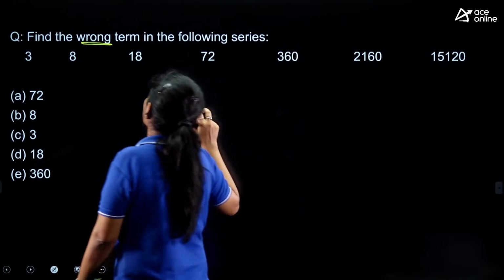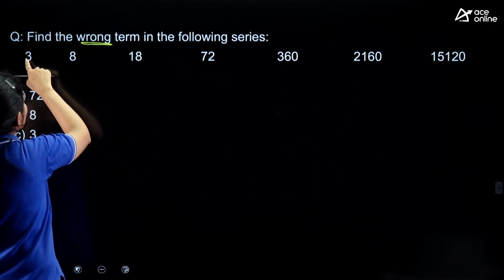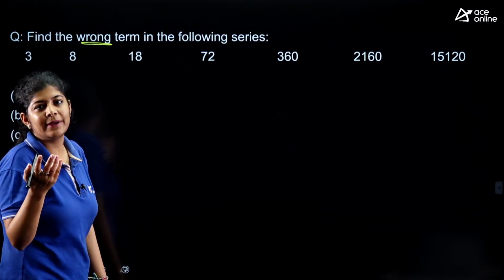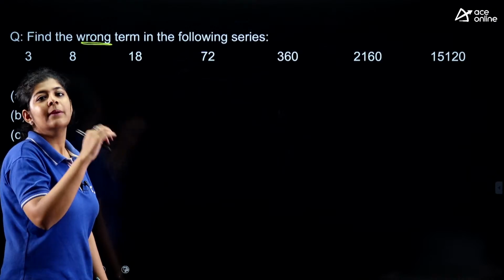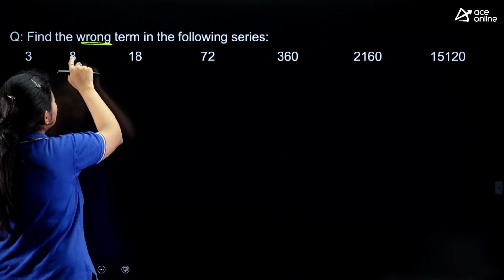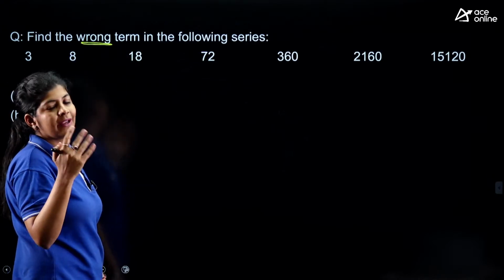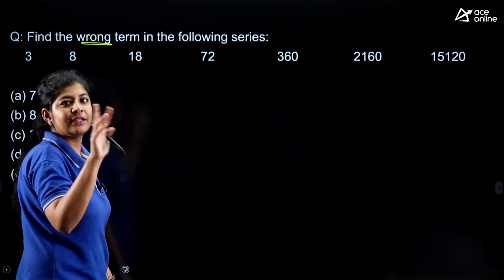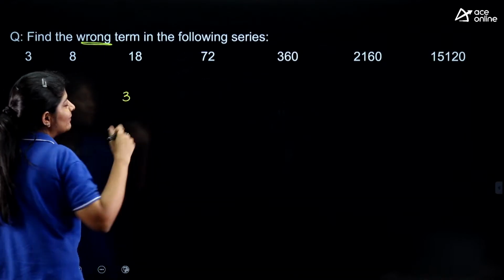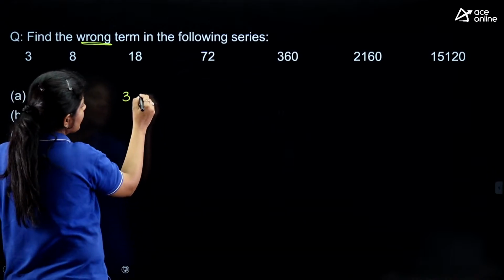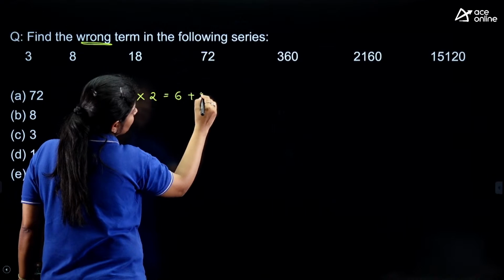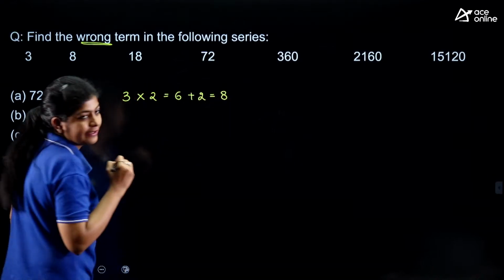So here, let's see. I know that if I want to convert 3 to 8, I have to either multiply it by 2 plus 2 or multiply it by 3 minus 1, right? If I want to convert my 8 into 18, again I have to multiply it by 2 and add 2 to it, right? I'm just trying different patterns. If I multiply 3 by 2, I'll get 6. 6 plus 2, I'll get my answer 8.